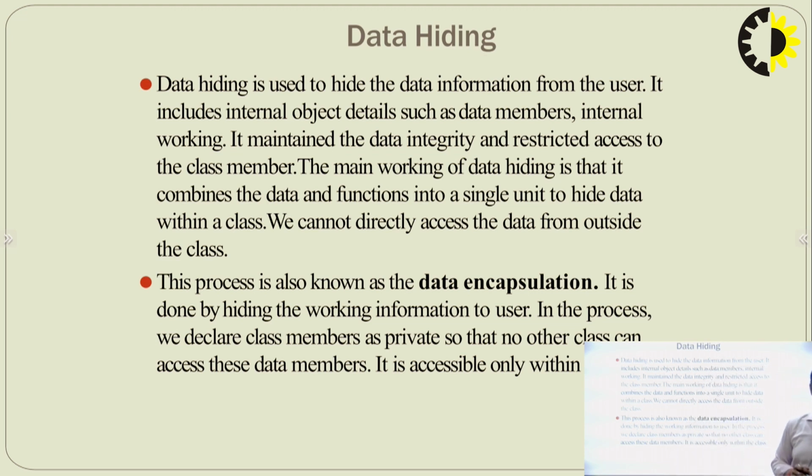It is done by hiding the working information from the user. In this process, we declare the class members as private so that no other class can access these data members. They are accessed only within the class. In simple terms, data hiding mainly hides the data that we do not want to show to the common user of that particular module. This concept is known as data encapsulation.